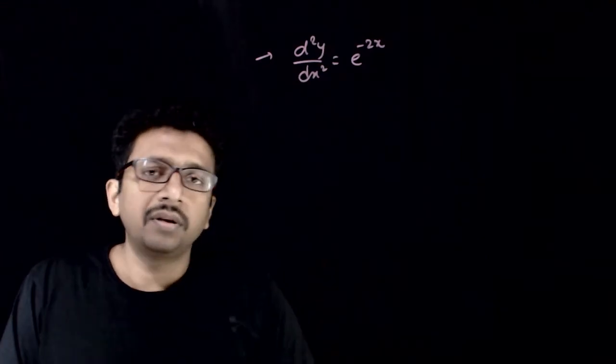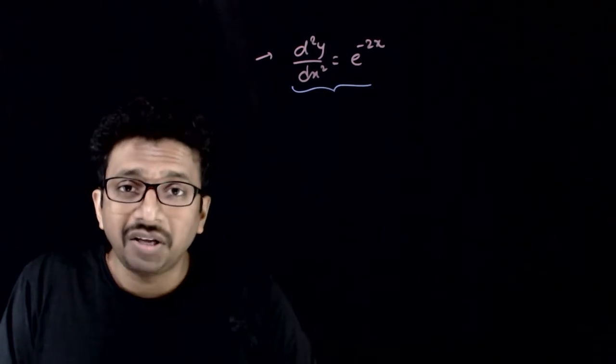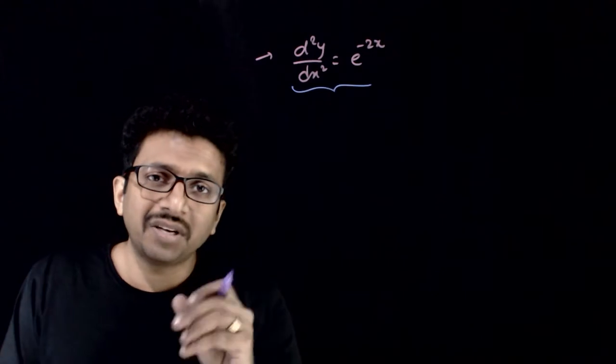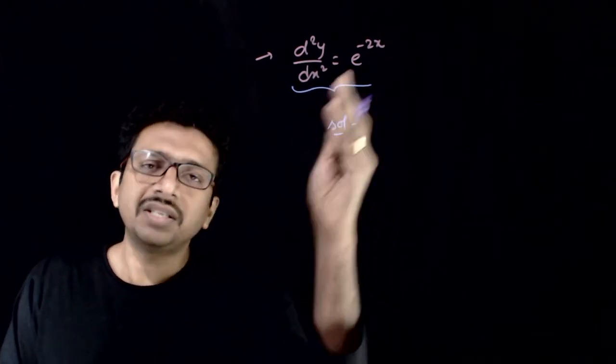So welcome students. In this question you are asked to solve this differential equation. This is a second order differential equation. But this is a very simple differential equation. The solution is very straightforward. So the second derivative is e power minus 2x.